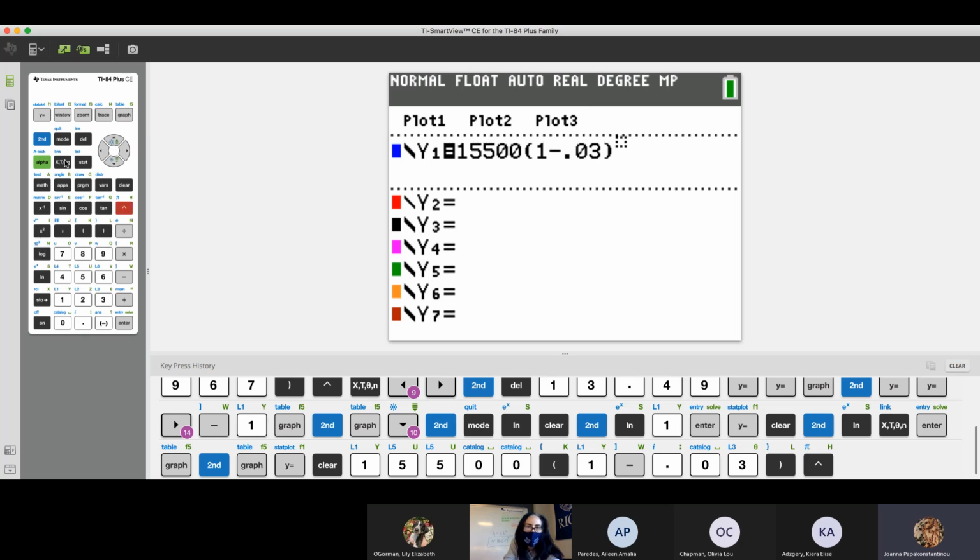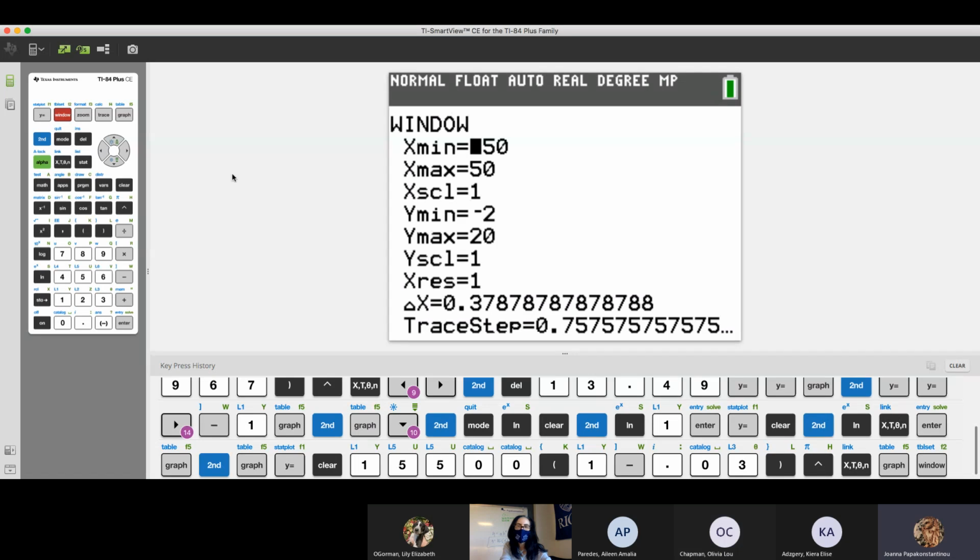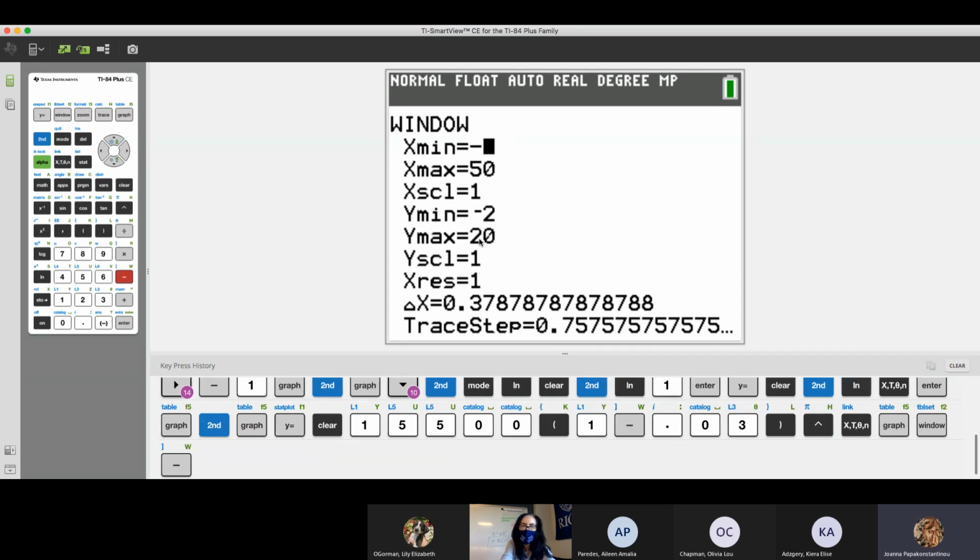Do you have this equation in your calculator? Yes. Okay, then I'm going to graph it. Now, why don't I see anything? My window, right? My highest y value is only 20, but I know my y-intercept is 0, 15,500. So maybe I need to change my window.